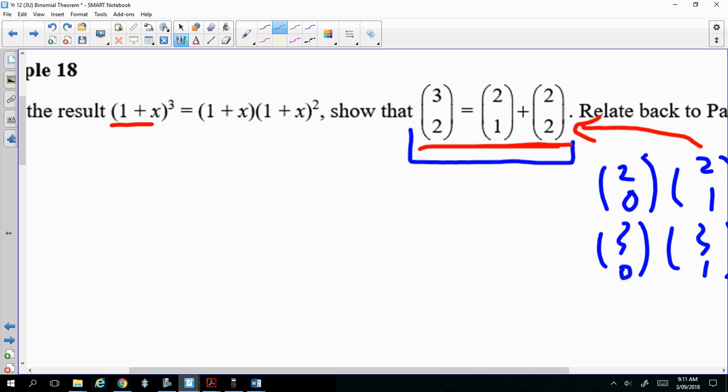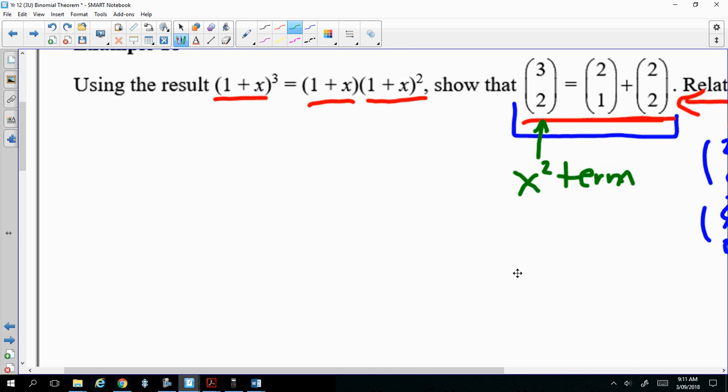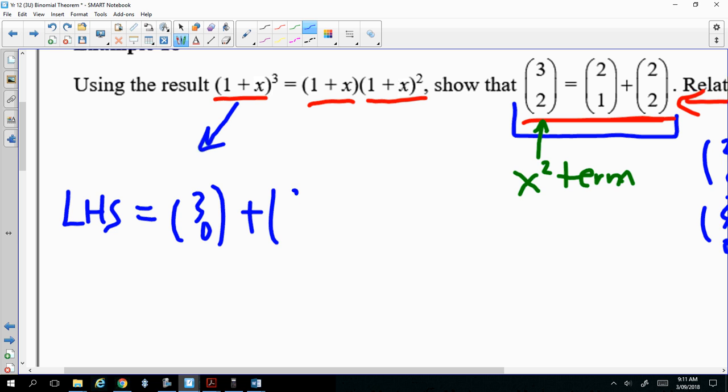Now, how do I do this? We're going to compare coefficients. So this indicates to us this is the x squared term, isn't it? So let's write the x squared term. Actually, to do that, we're going to expand it. Let's do the left-hand side. The left-hand side, when you expand, is 3,0 plus 3,1 x plus 3,2 x squared. You should be able to do that pretty quickly because it's pretty easy to write now. Write this expansion.